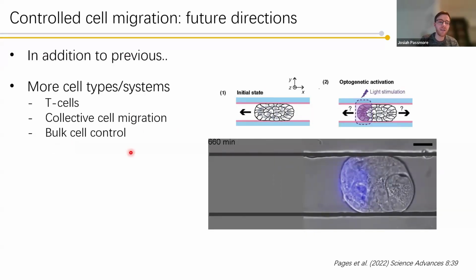We're also interested in looking at how we can use this to do bulk cell control. So now I'm thinking of inducing gradients where you can manipulate the slopes of the gradient, for example, and the directionality in order to control multiple cells at once without doing the selective illumination and control of the single cells.